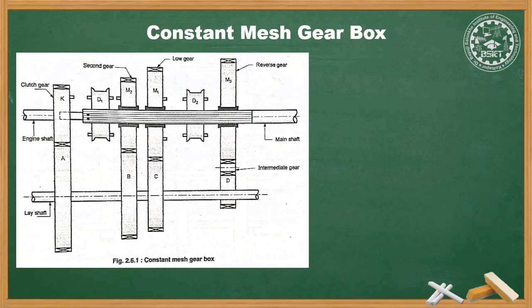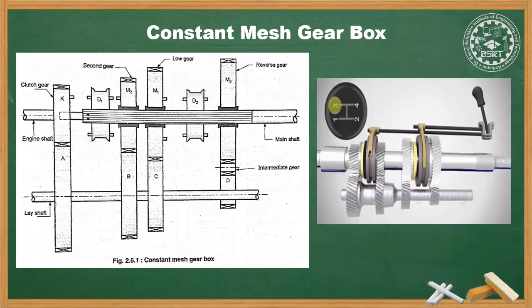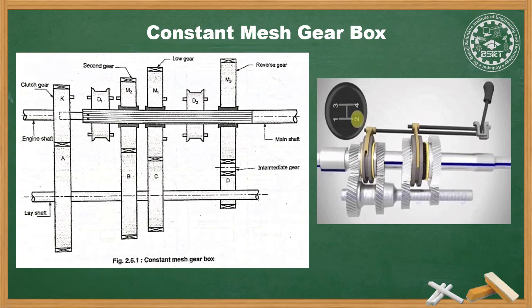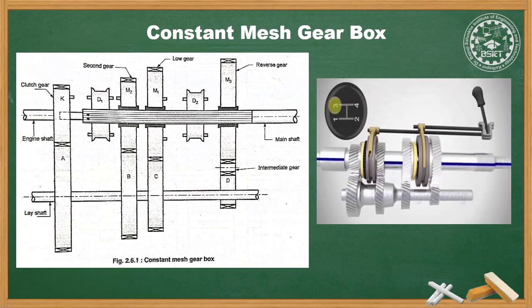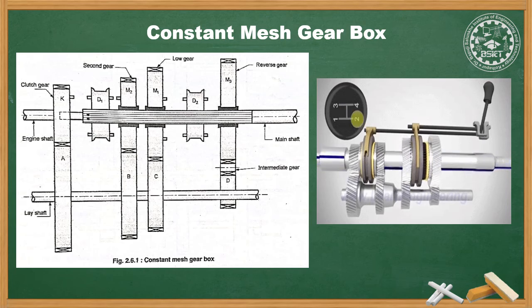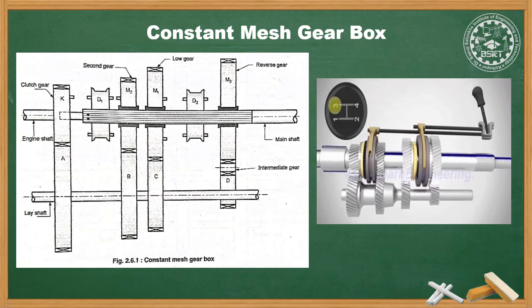In this gearbox, because all gears are in constant mesh, they are safe from being damaged, and an unpleasant grinding sound does not occur while engaging and disengaging. The power transmission takes place as shown in the figure below. For the lower gear, it is the clutch gear K, lay shaft gear A, lay shaft gear C, main shaft gear M1, dog D2, main shaft for final drive. Similarly, for second gear, top gear and reverse gear.